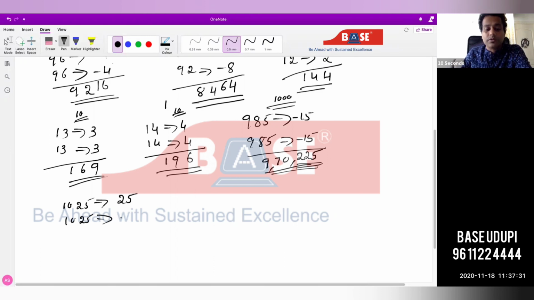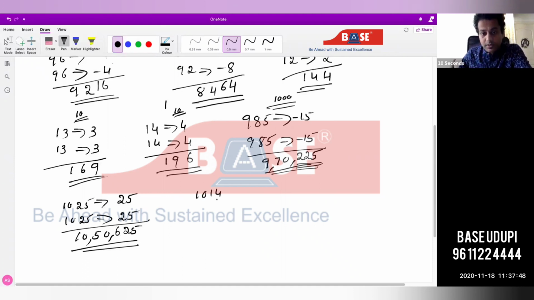If I take 1025 into 1025, 25 more than 1000, 25 more than 1000, 25 into 25 is what? 625, 3 digits are allowed, yes. 1025 plus 25 is what? 1050, so 1,050,625 it is. If I take 1014 into 1014, 14 into 14 is 196, we already discussed.